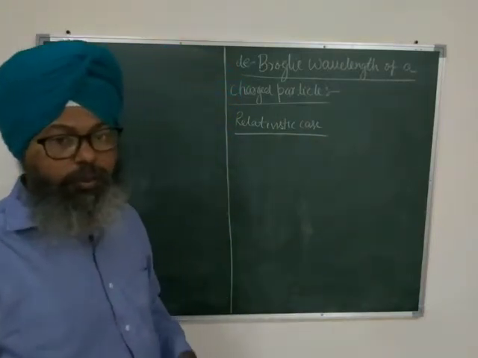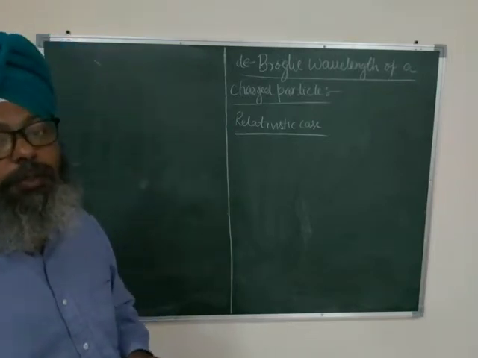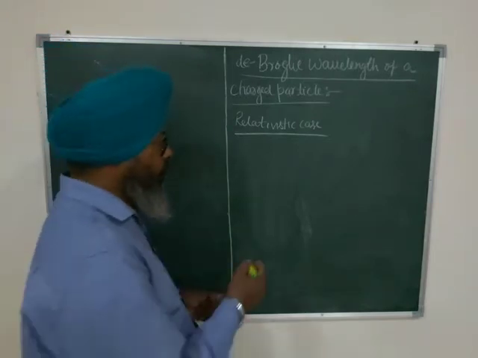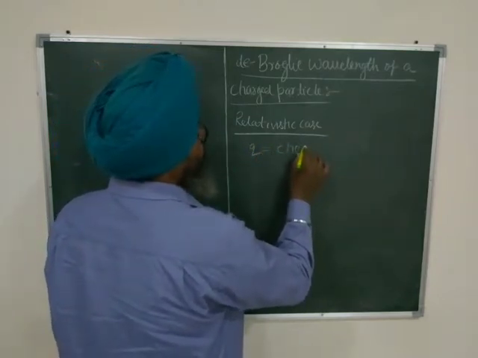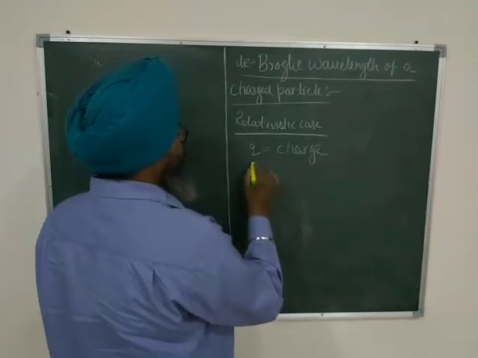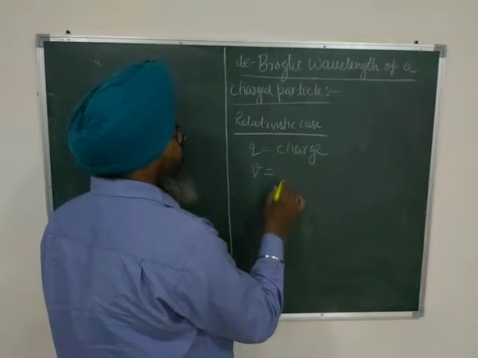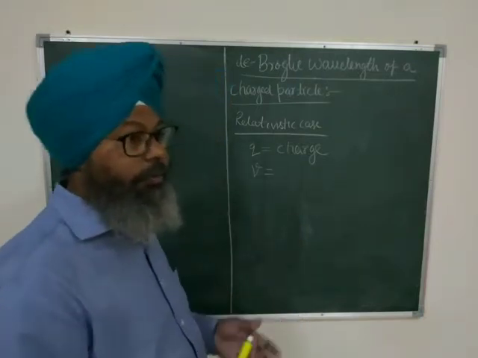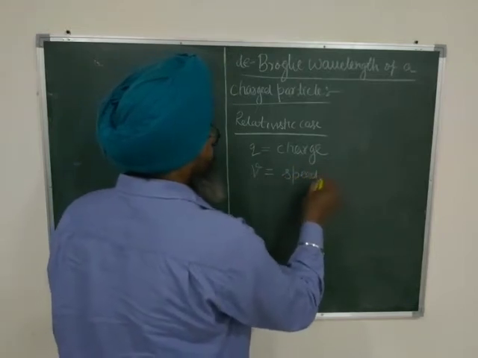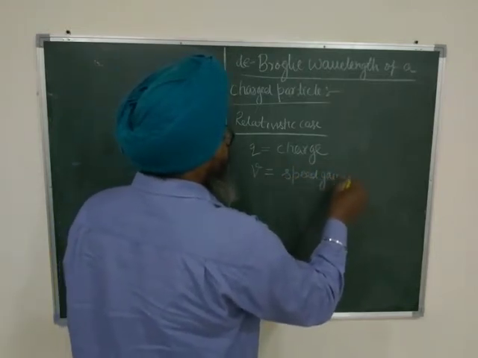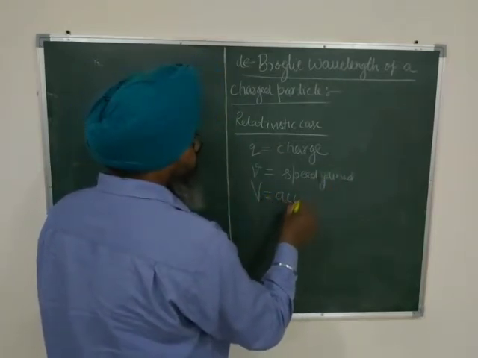An object is said to be moving relativistically if its speed is comparable with the speed of light. Suppose Q is the charge on a particle. v is the speed that the particle has obtained after being accelerated through a potential difference, the speed gained, and capital V is the accelerating potential.